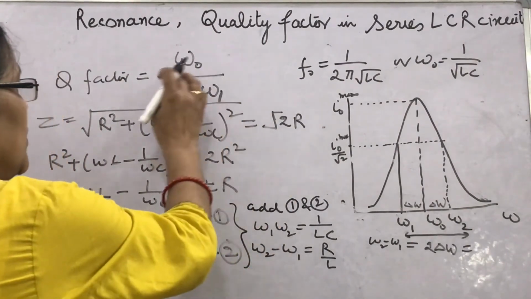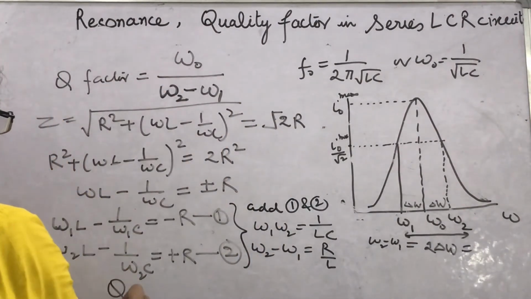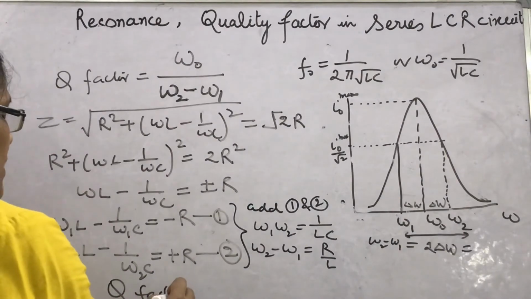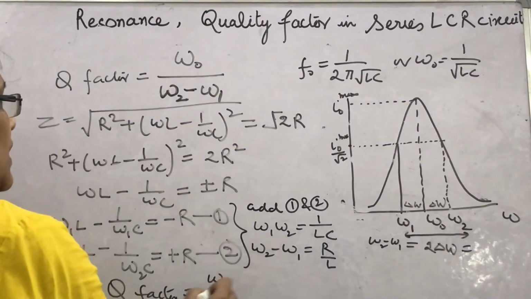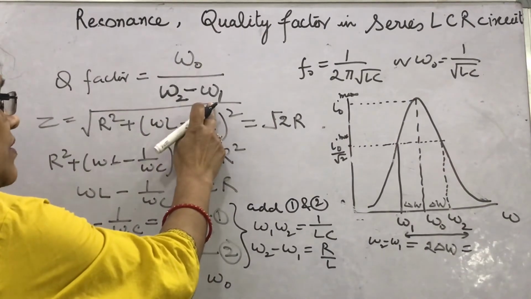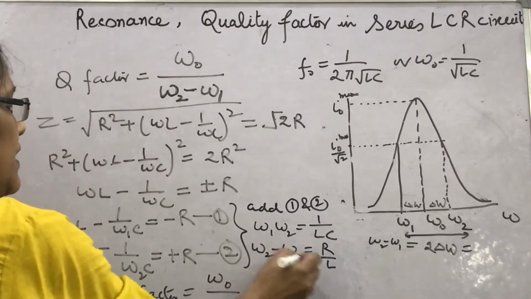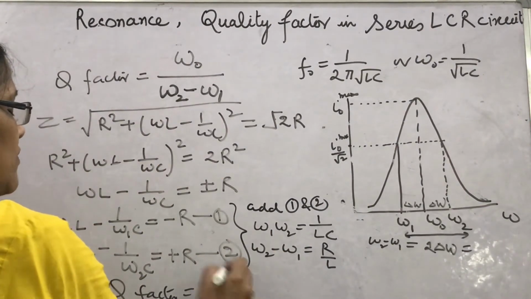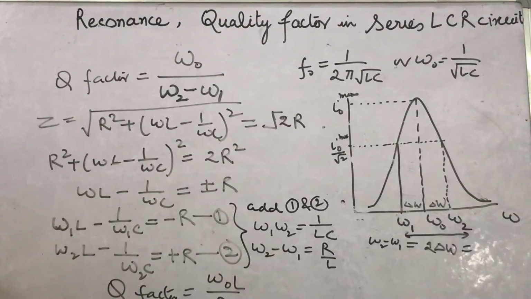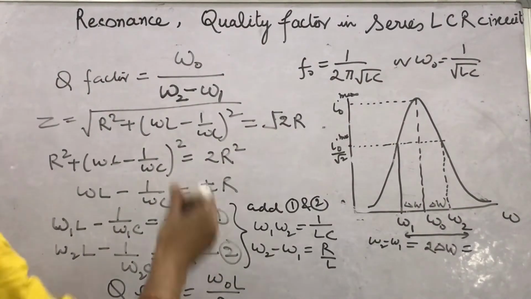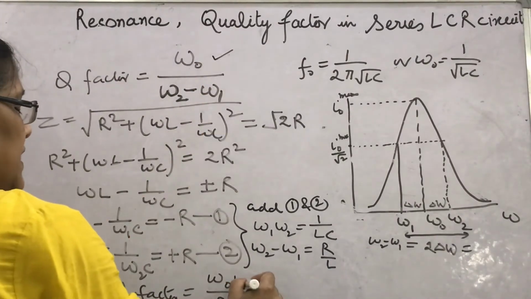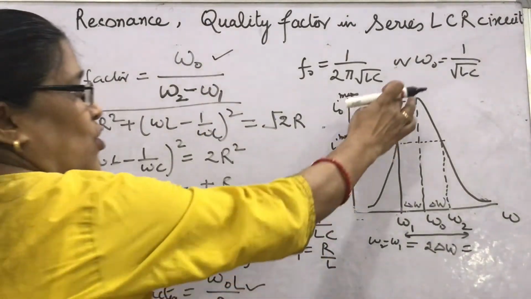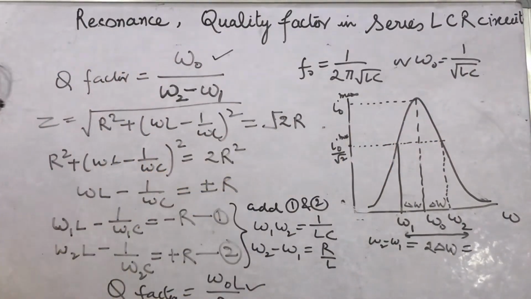So what is quality factor? You can find right here, quality factor can be written as omega naught upon this bandwidth. What is this bandwidth? You can write R by L. So L will be in the numerator like this. This is the first formula and this is the second relation, and you know omega naught is 1 by root LC. You can find another relation.